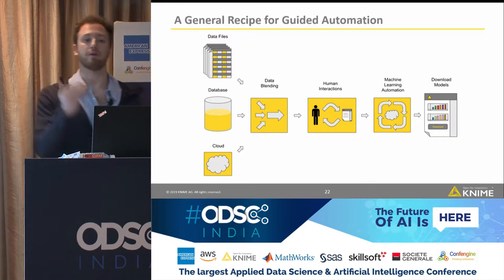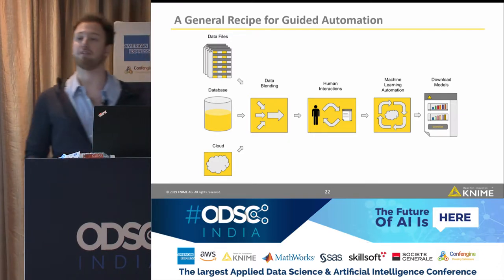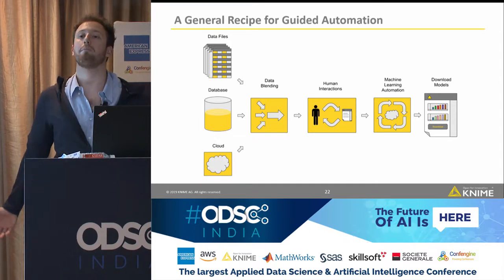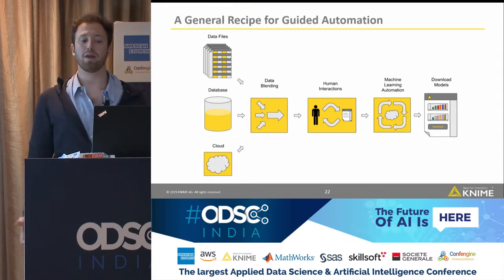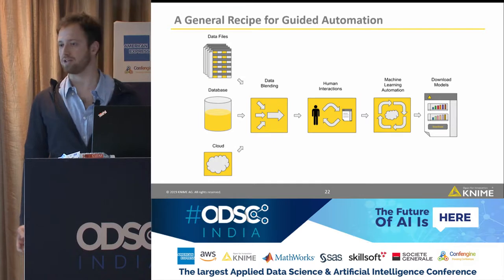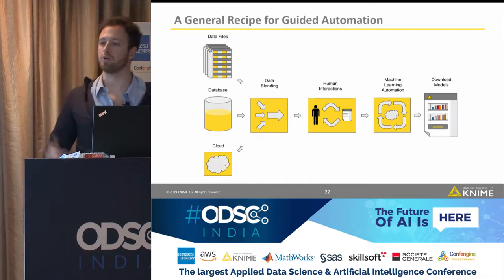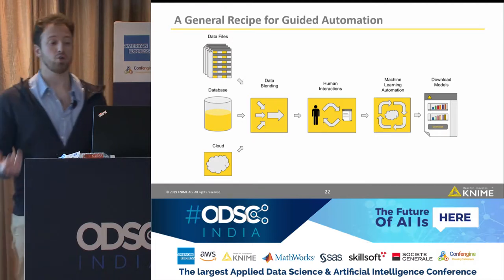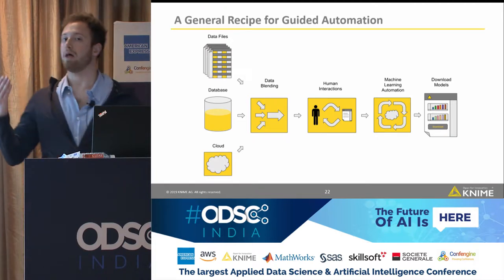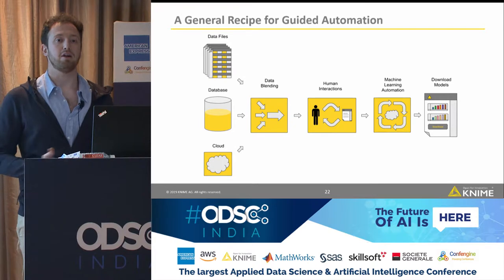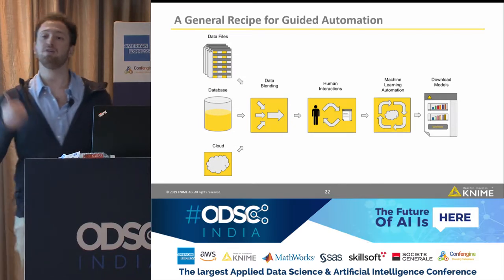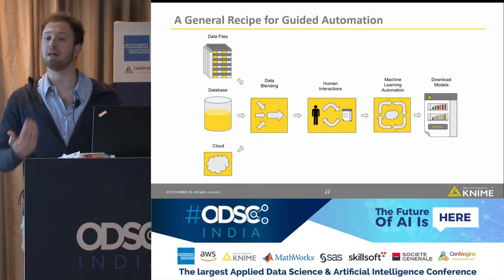You have data from different sources: a list of data files, a database, a cloud. We take all this data, we blend it in KNIME, and then we can ask the user questions. What do you want to predict? Do you want to do supervised or unsupervised? Do you want to do some parameter optimization? Or do you want to do this extra step of feature engineering? And the user can decide, go back, change their mind, and so on.